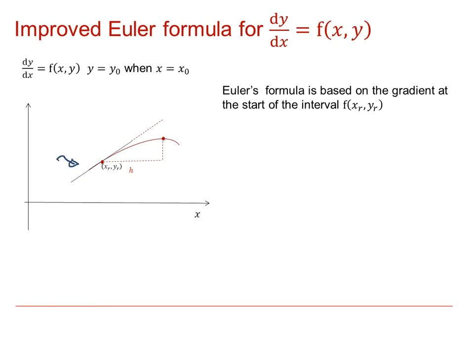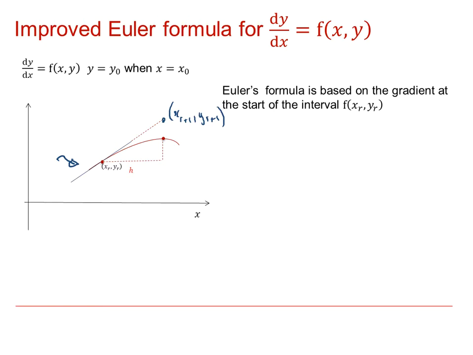So we're assuming at the start of this interval here, where we've got a point xr, yr, that if we can approximate the curve by a straight line, then this value here, which will be xr plus 1, yr plus 1, will be approximately equal to the actual point on the curve. As I already said, Euler's formula is based on the gradient at the start of the interval.